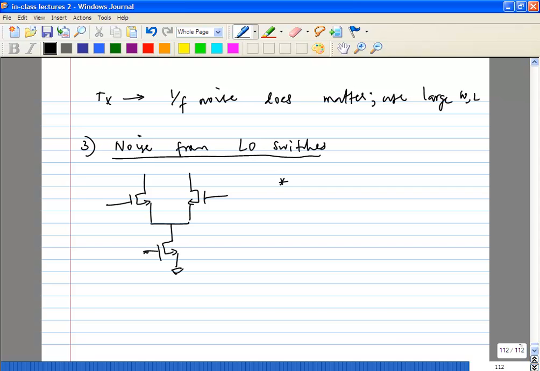So when it's fully on, no noise. This is because of the cascode. And obviously when it's fully off, no noise. Okay. So the only time when you have to worry about the noise is when the LO devices are switching.